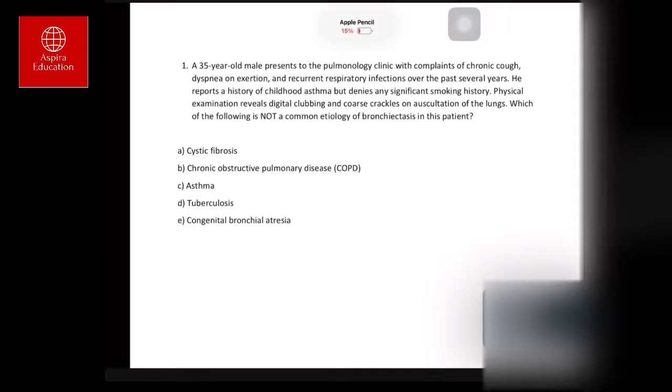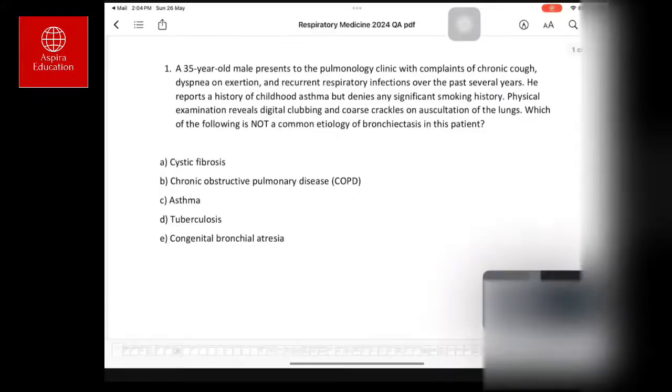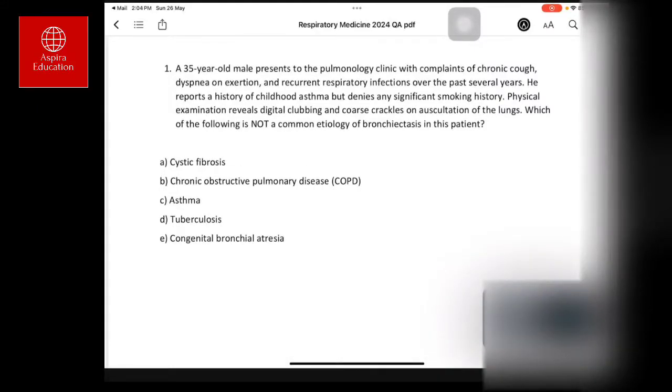So we have a scenario here where we have a 35-year-old male presenting to the pulmonology clinic with complaints of chronic cough, dyspnea on exertion. He is just 35. Recurrent respiratory infections over the past several years. He reports a history of childhood asthma but denies any significant smoking history. Physical examination reveals digital clubbing and coarse crackles on auscultation of the lungs. Which of the following is not a common etiology of bronchiectasis in this patient?